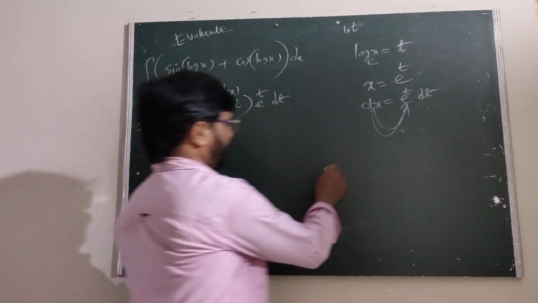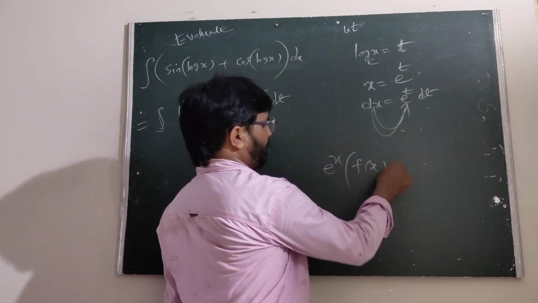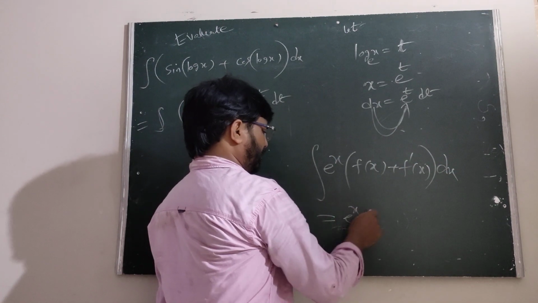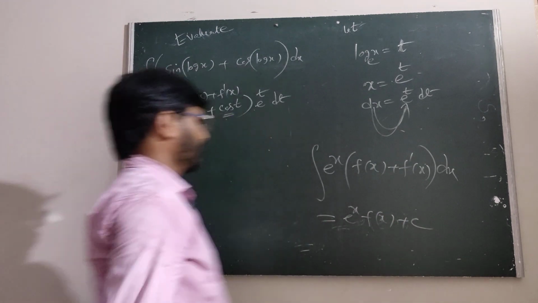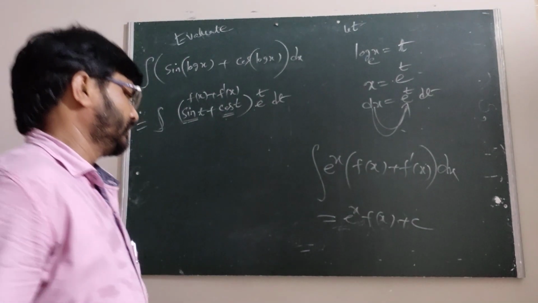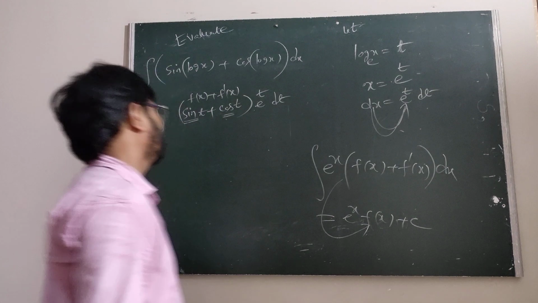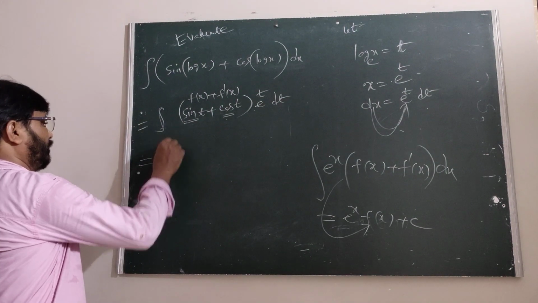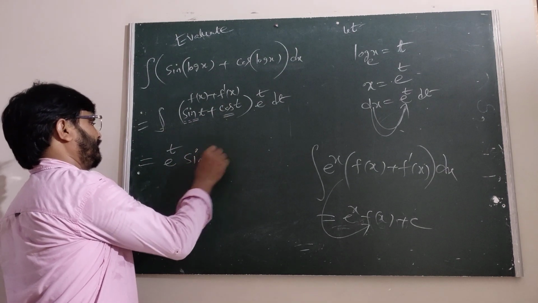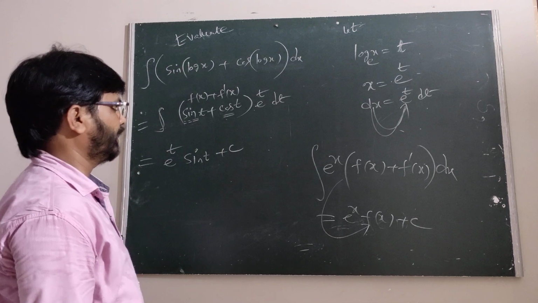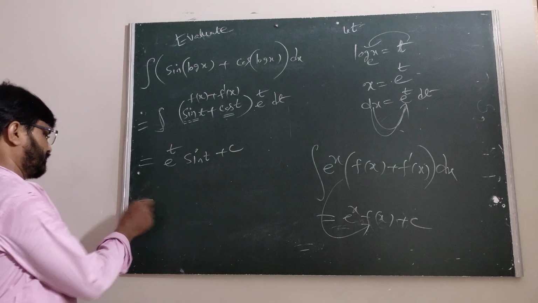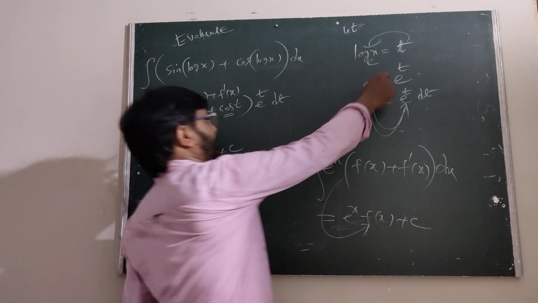We know that the integral of e power x into f of x plus f dash of x dx is the form e power x into f of x plus c. Therefore here also e power t, where the derivative of sin t is cos t, we can write e power t sin t plus c. Therefore here t is log x. What is t? Log x. We can write e power t is x.